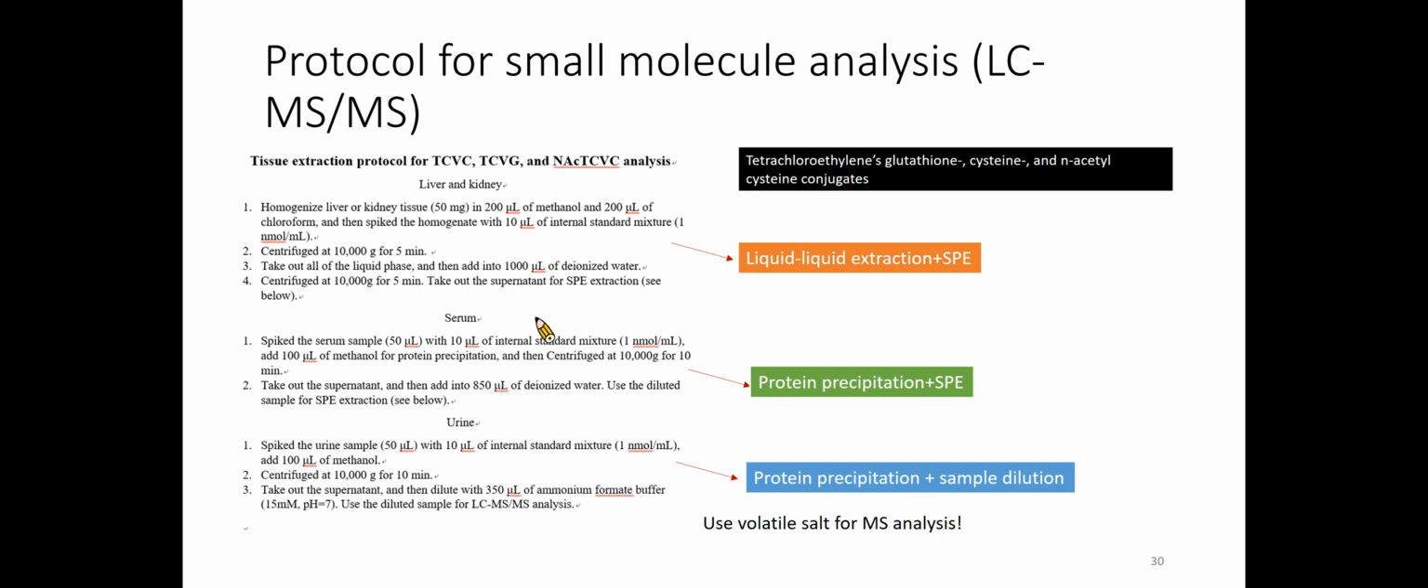For the serum analysis, we performed protein precipitation to get rid of the albumin in the serum, and then used SPE to selectively collect the tetrachloroethylene metabolites. For the urine analysis, we applied protein precipitation and diluted the sample with ammonium formate buffer prior to mass analysis, as the mass spectrometer is not compatible with non-volatile salts.